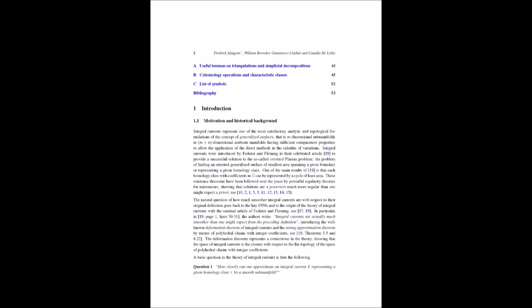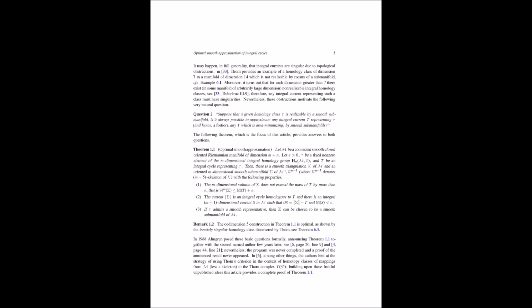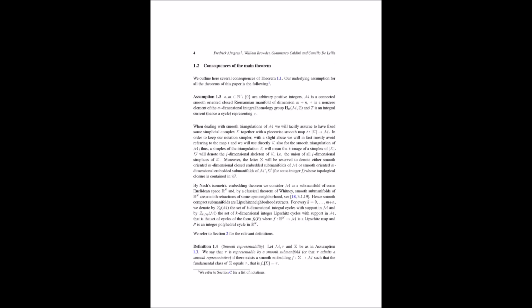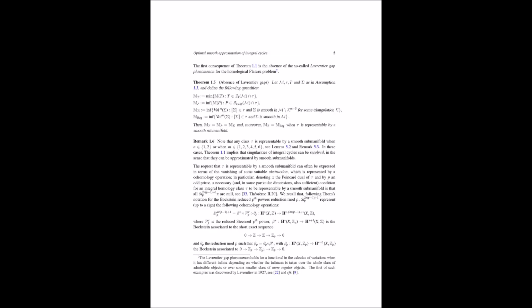Today, we're going to be diving into a paper that tackles a really fundamental question in geometric measure theory. It's how well can we approximate these abstract objects called integral cycles using smooth submanifolds. We're looking at "Optimal smooth approximation of integral cycles" by Almgren, Browder, Caldini, and De Lellis. It's a mouthful, but it's a great paper.